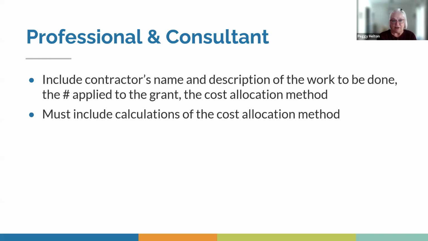So professional and consultant. Include your contractor's name and a description of the work to be done, and that should be the percent applied to the grant, and the cost allocation method that you use. And anytime you tell us a cost allocation method, you need to include the calculations of that cost allocation method so that we can see how you got to the percent that you're applying to the grant.